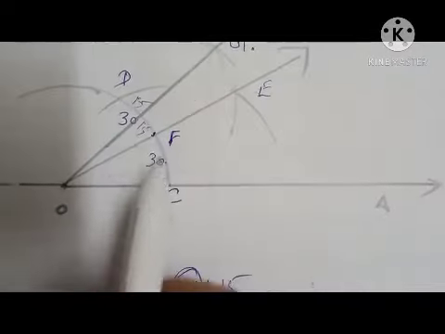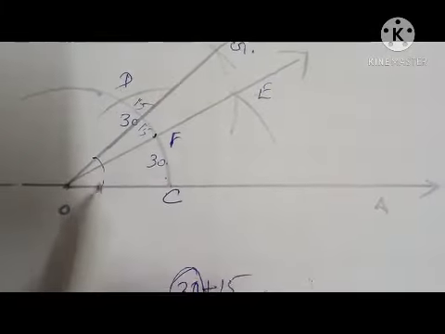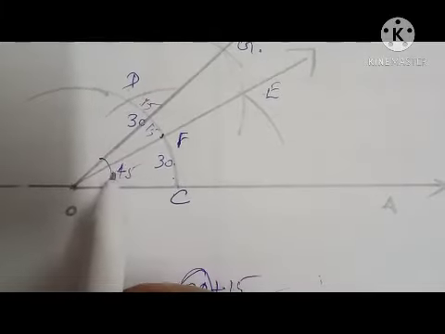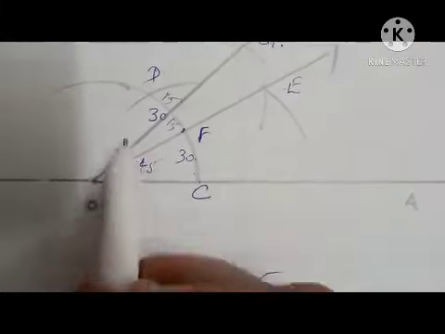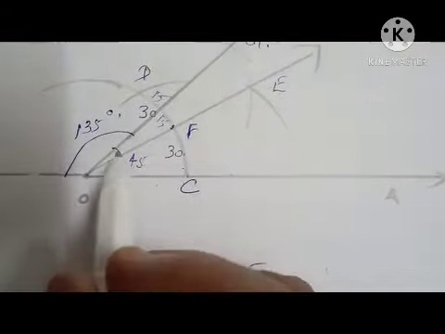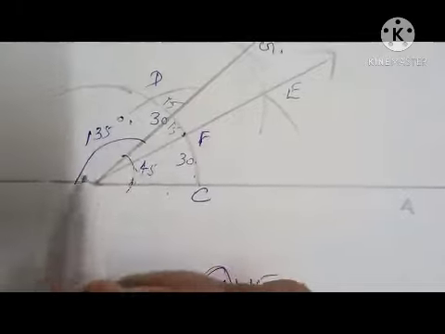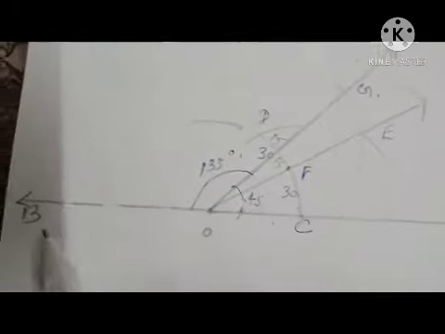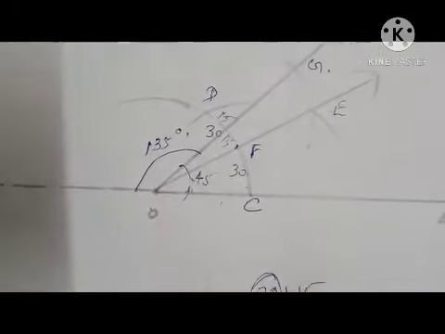So together this 30 and 15 is 45 degree. So when we subtract 180 minus 45, this angle is 135 degree. 180 minus this 45 is 135. So angle GOB is 135 degree.